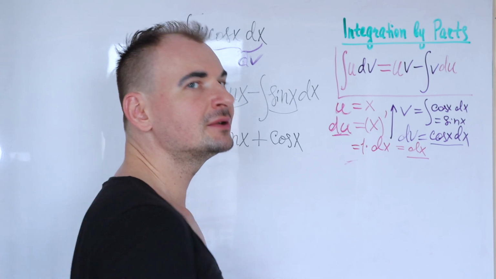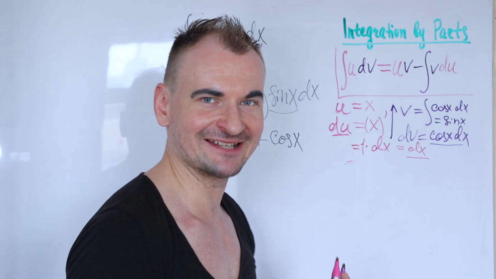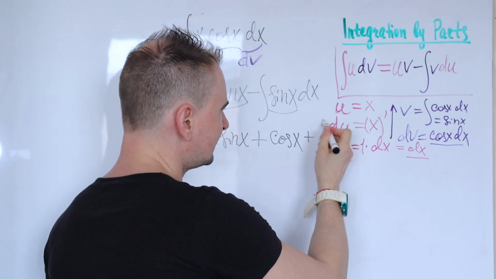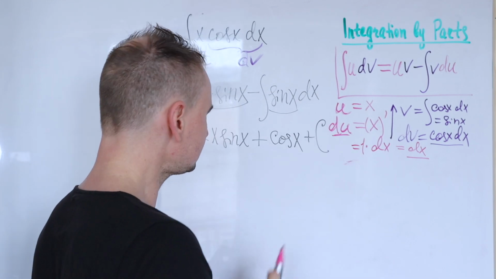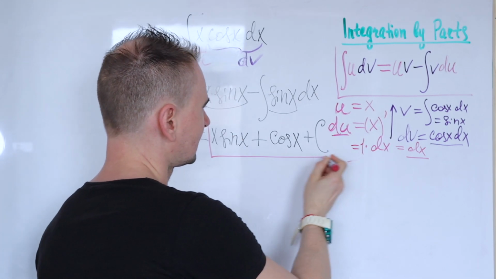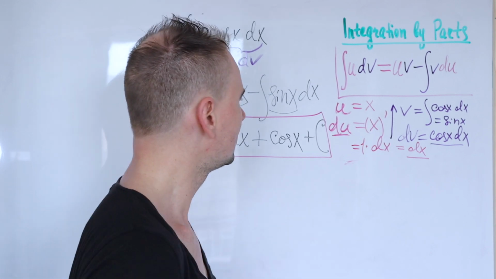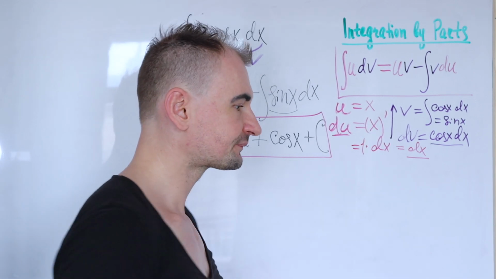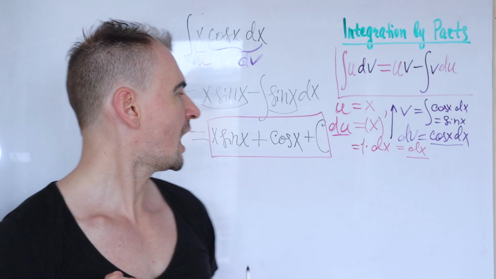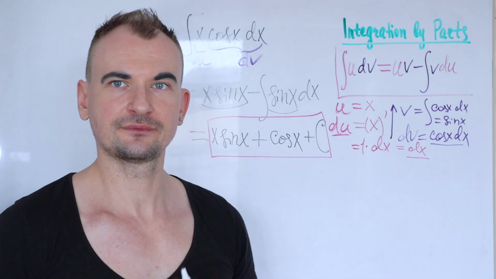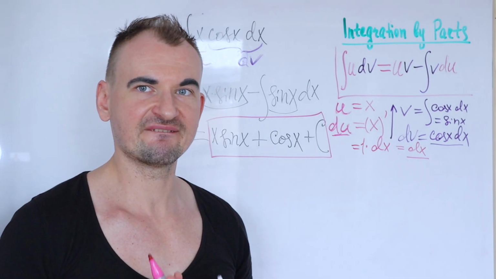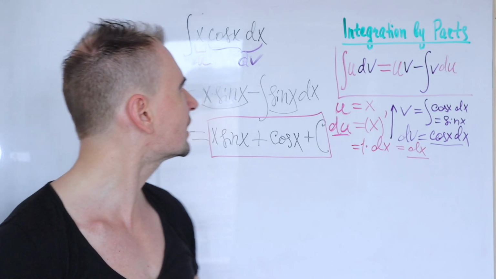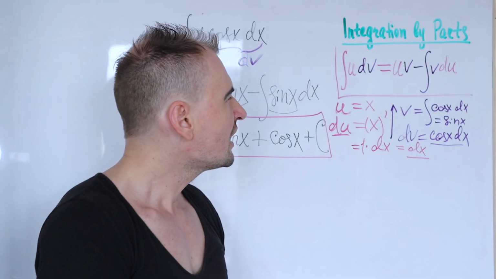And at that point, you have to add your best friend. You have to add this constant c. Well done. And this is your final answer, the general solution, the general integral for that one.